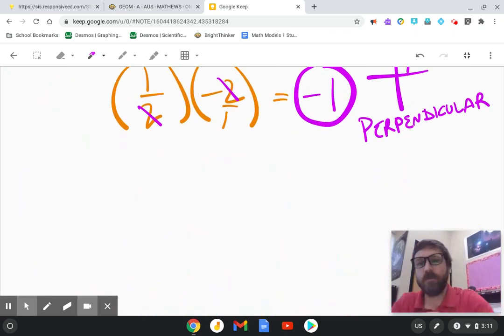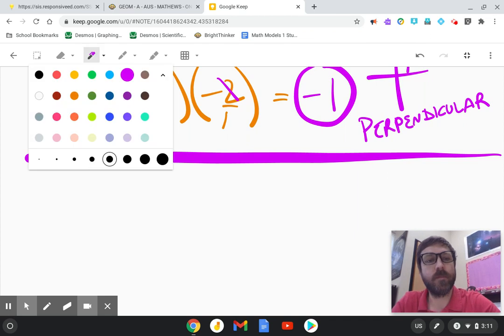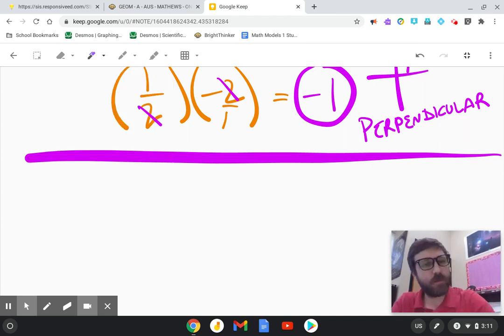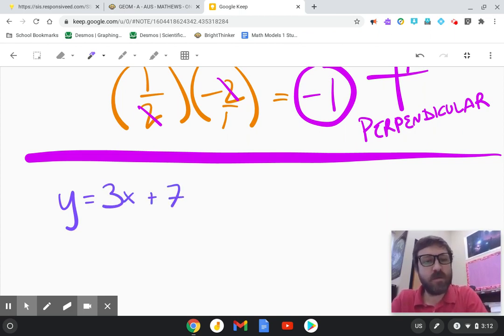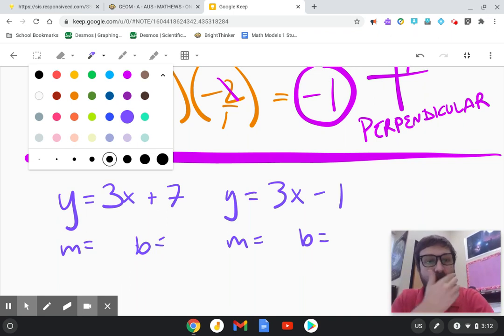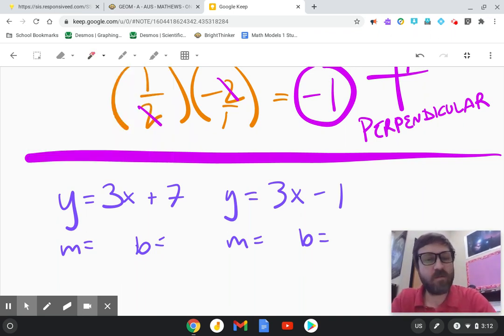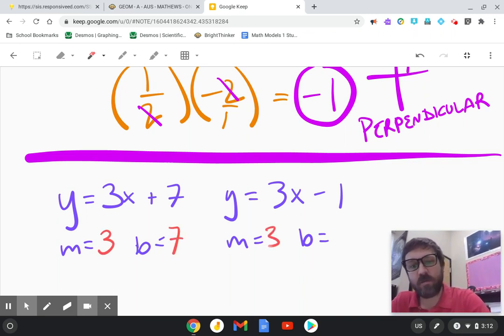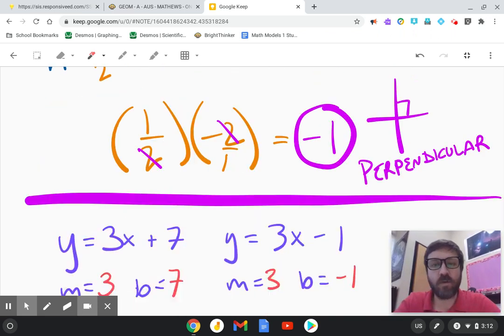All right, let's look at another example over here. Let's say I have the following: y equals 3x plus 7, and y equals 3x minus 1. We need to identify the m and the b. Well, in my first line, I have a slope of 3 and a y-intercept of 7. Here I have a slope of 3 and a y-intercept of -1. So the slopes are the same.